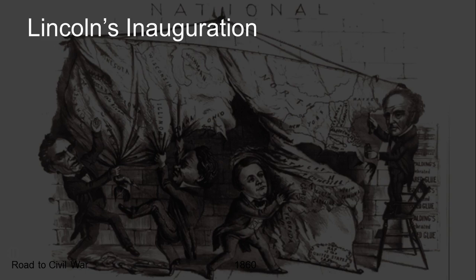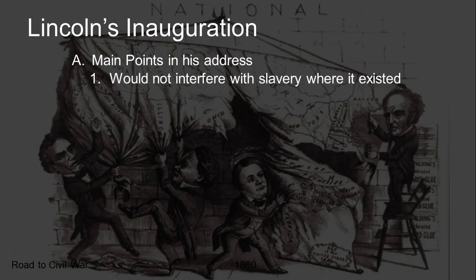Lincoln, in his inauguration in March of 1861, stood before the nation as he took the oath of office, and he stated a couple things. The main point in his inaugural address was that he did not believe he had the authority or the power to stop slavery where it already existed. So he's kind of telling the southern states, look, you are afraid I'm going to abolish slavery in your states. I don't have that power. That would have to be done by Congress, and that requires everyone to work together. I don't have that power.